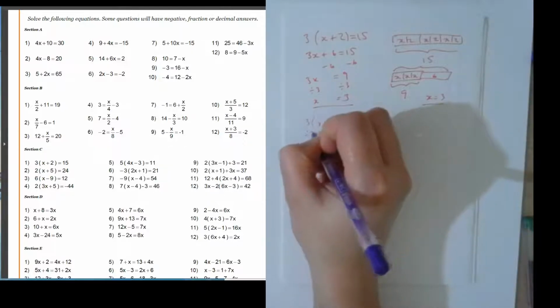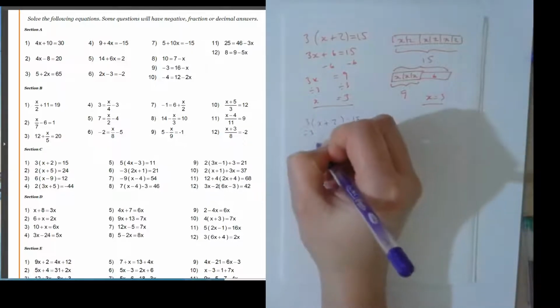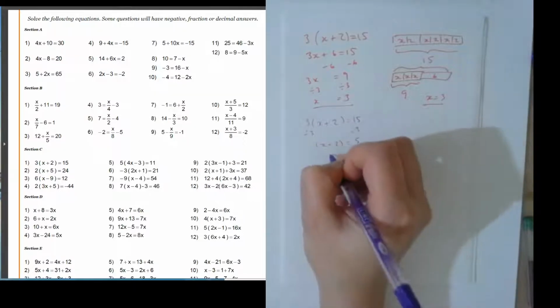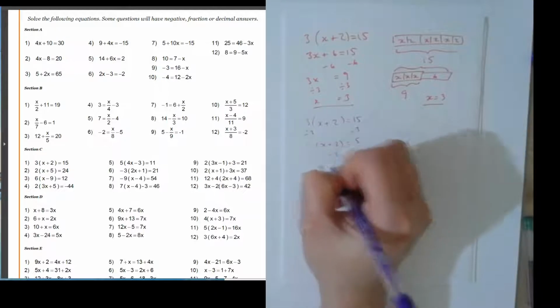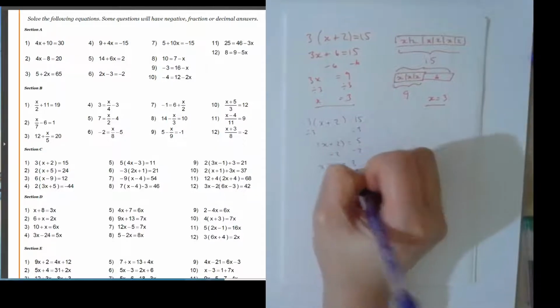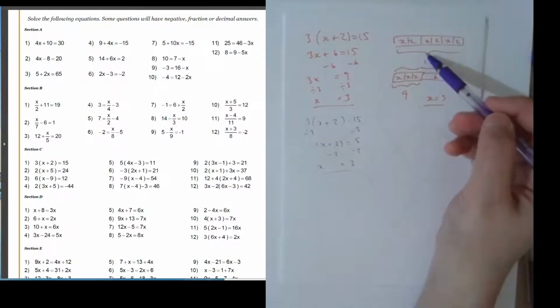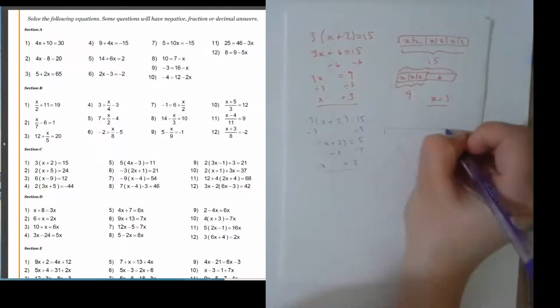So if I divide this by 3 and I divide this by 3, I'm left with x plus 2 equals 5. I then take away 2 from both sides, it's x equals 3. Okay, if I wanted to do that algebraically, I could have actually done it from up here, for those people that were noticing that.